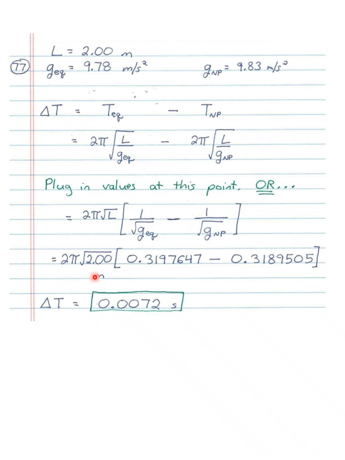So 2 pi times the square root of 2 meters times 1 over the square roots of both those numbers, and it's going to be very, very tiny. So what we end up getting is the difference in periods is about 7 milliseconds. So very, very tiny difference because of the difference in gravitational strength.